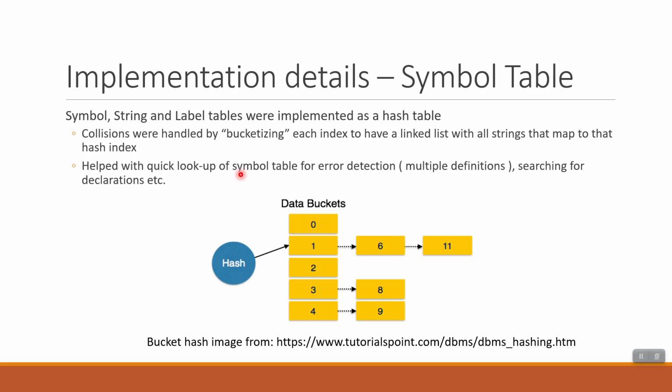All right, so this slide presents some implementation details regarding my symbol table. For the symbol table implementation, which is shared by the string as well as the label tables, I implemented a hash table in order to deal with collisions in the hash value. Because my hash table is of a fixed length, I added buckets to each index, which is that if two values map to the same hash index, I just use a linked list to store all of them at the index as a chain of linked nodes.